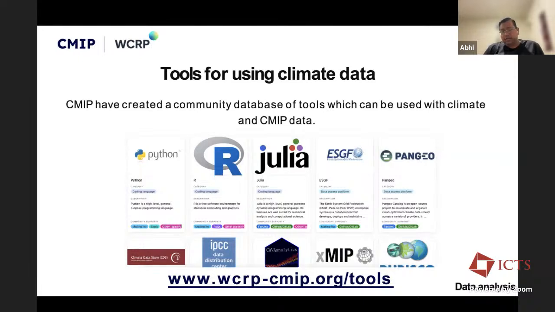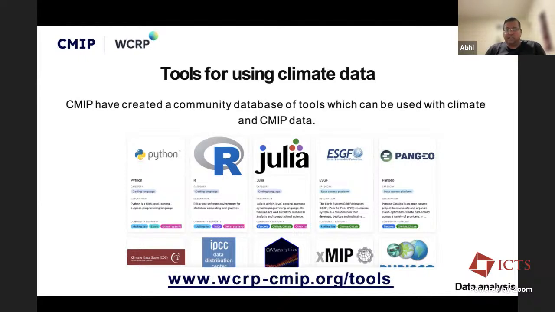You can also use R if you're familiar with R. It also comes with a lot of statistical packages, and you could, in principle, use R to also analyze CMIP datasets. You have Julia, which is also an emerging programming language, which can also be used for analysis of CMIP6 datasets. You have platforms like ESGF, which gives access to resources for analyzing CMIP datasets.